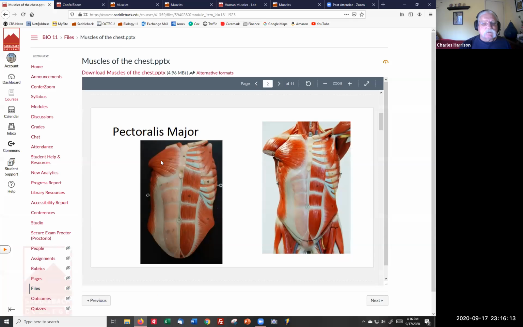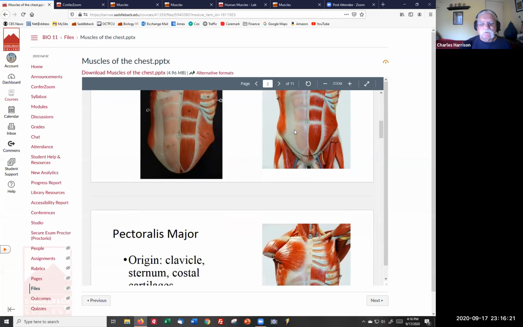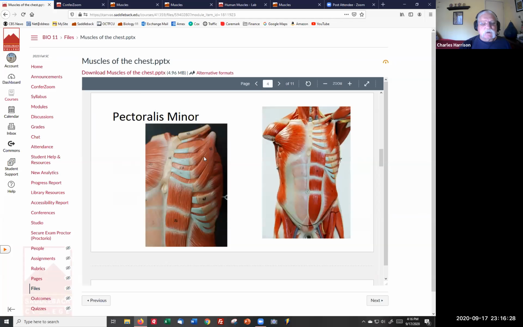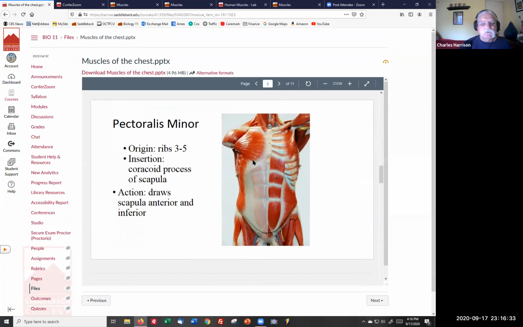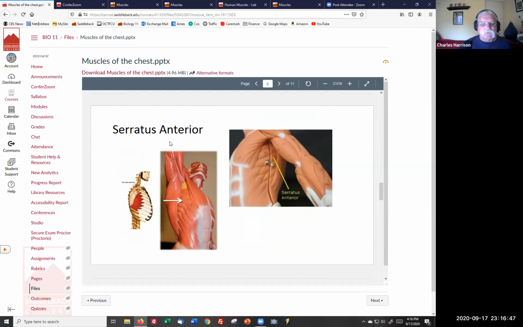Well, we saw it much bigger. The pectoralis major is here. Here's origins, insertion, actions. Here's the pectoralis minor. So we've seen that before. Pectoralis minor is over here. What's missing on these is that they don't have any arrows to tell you which ones they want you to see. So I'll be looking to add those for you tonight.